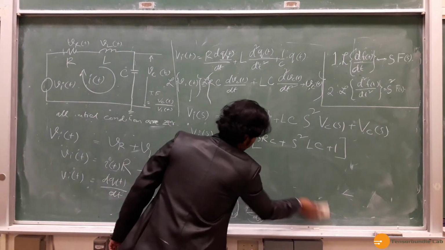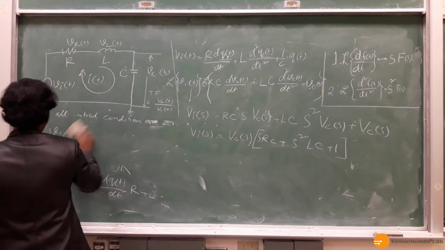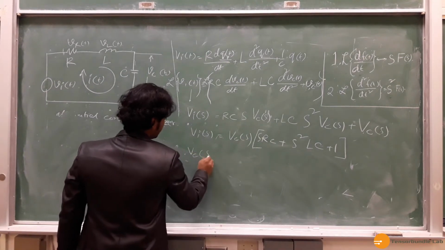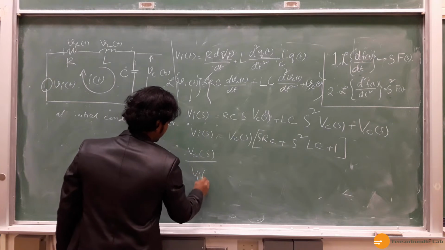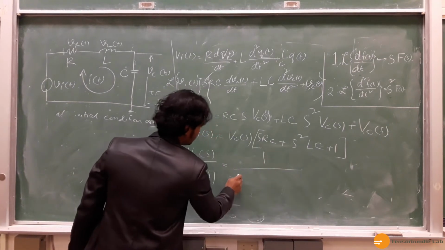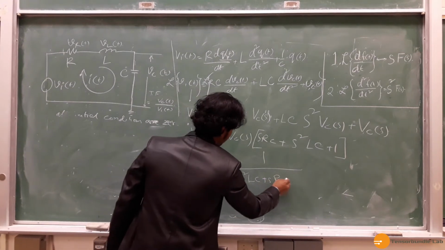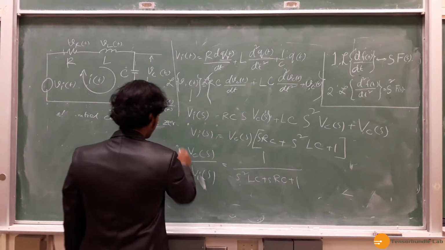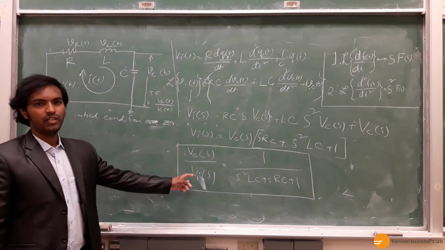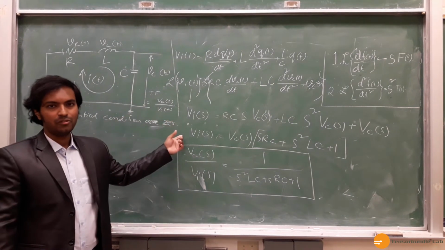Now, to find out the transfer function, we just need to take the ratio between V of C and V of I. So you can take the ratio V of C(s) over V of I(s), which is 1 over s squared LC plus sRC plus 1. I'm just rearranging this equation. So this is the transfer function of this RLC circuit by using Laplace transform.